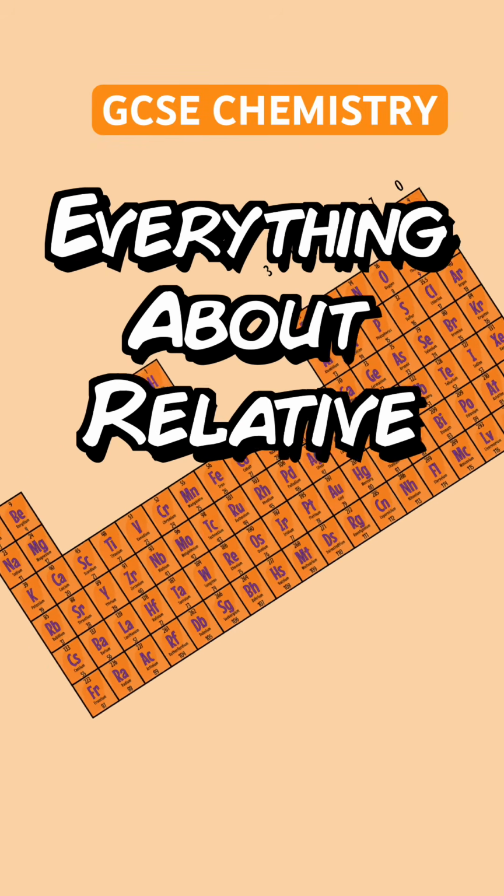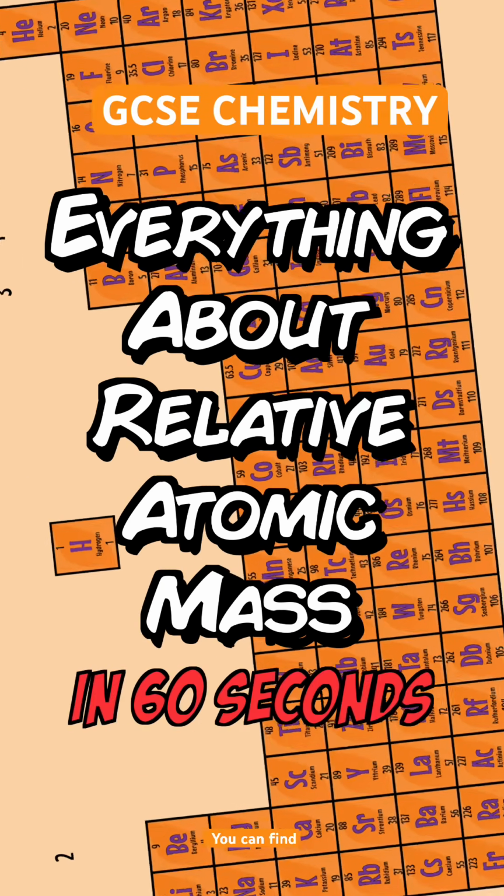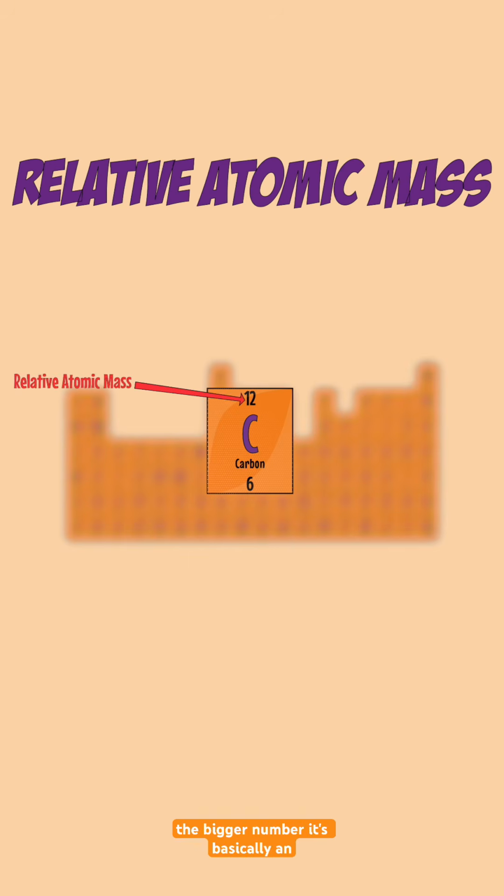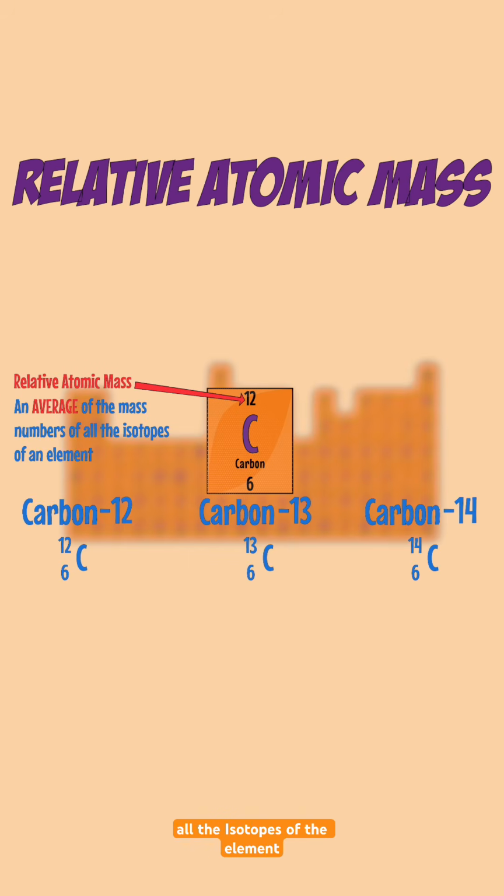Here's everything about relative atomic mass in 60 seconds. You can find the relative atomic mass of an element in the periodic table as the bigger number. It's basically an average of the mass numbers of all the isotopes of the element.